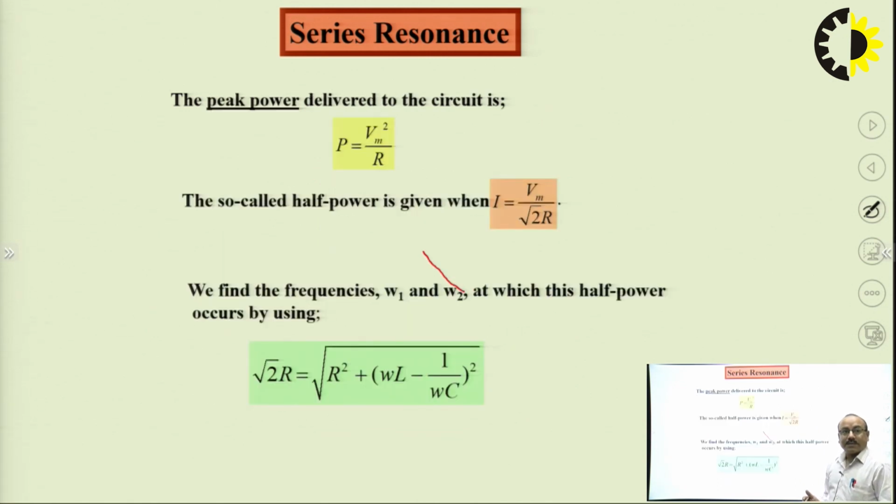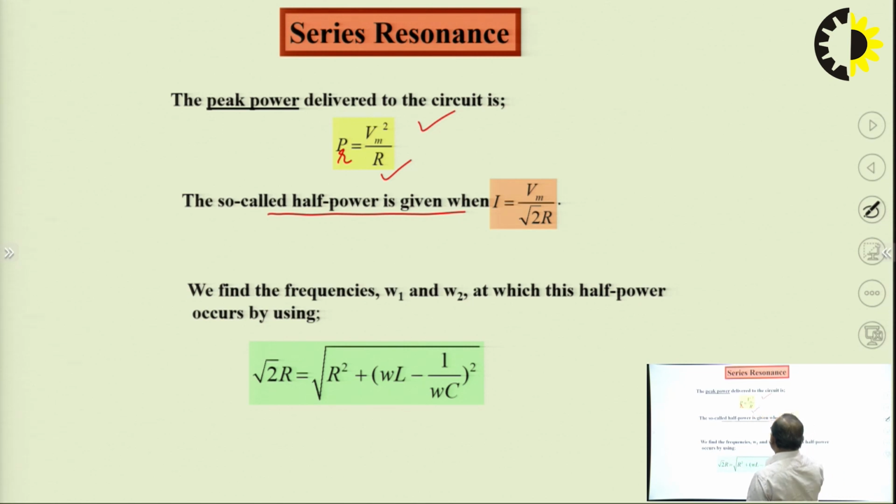Now, other than this, the maximum power delivered to the circuit is magnitude of voltage square upon resistance at the time of resonance. This is the maximum power, and we can also write it as resonance power. At the half power frequency point, the power becomes 1 by 2 of resonance power, since the current is 1 by root 2 times the current at resonance. So, from this we can find the half power frequency points omega 1 and omega 2.